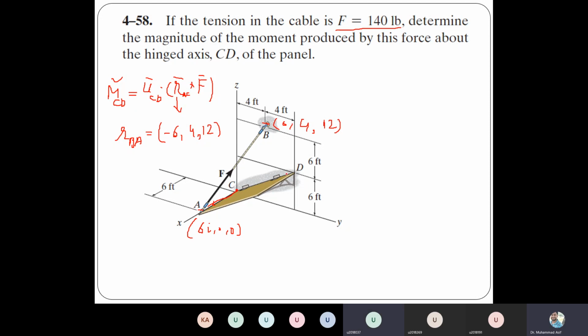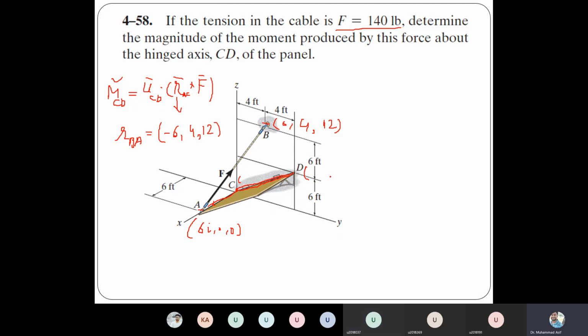All right. And then again we need the position vector CD as well. For this one, CD, we know the coordinates of C are 0, 0, 0. And then what are the coordinates of D?